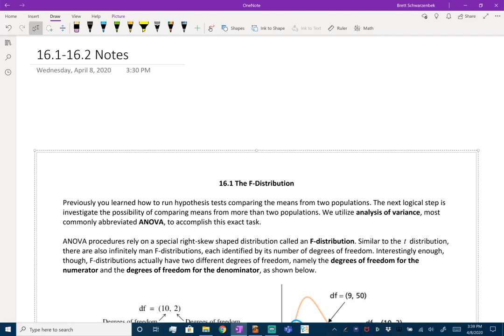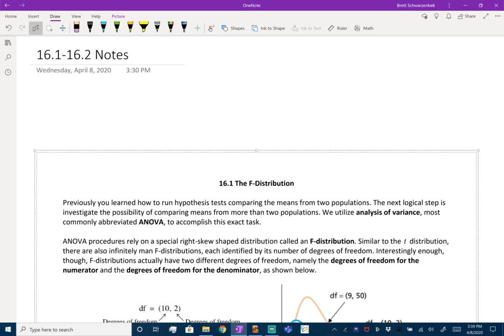This is the 16.1, 16.2 notes for statistics honors. What you're going to find is there's going to be a little bit of a change of direction when it comes to the class and hypothesis testing in general. You'll notice that we are going out of order, which is of no consequence to you guys.